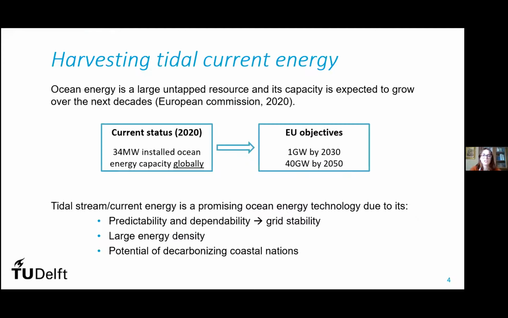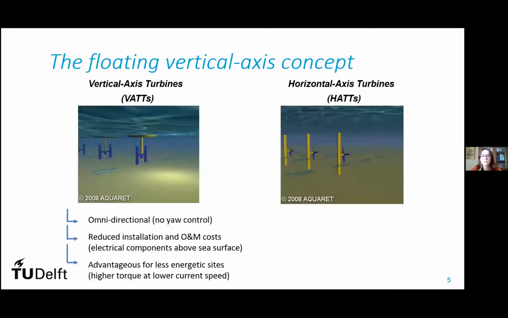About tidal energy. Well, tidal energy is a type of ocean energy, and ocean energy is recently being exploited more and more, and European Union objectives are to reach 1 gigawatt by 2030. And in particular, tidal energy is very promising since it is a very predictable and dependable source, so it can support grid stability, it has large energy density, and it has the potential of decarbonizing coastal nations.